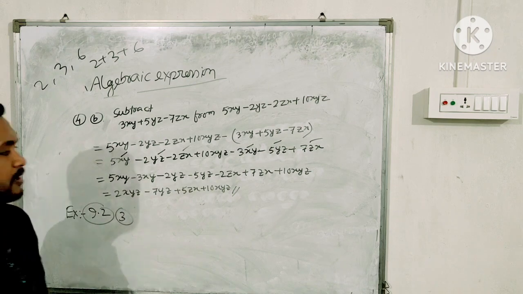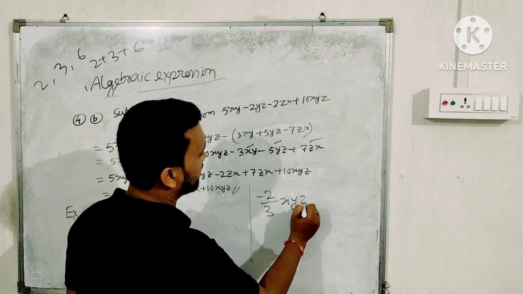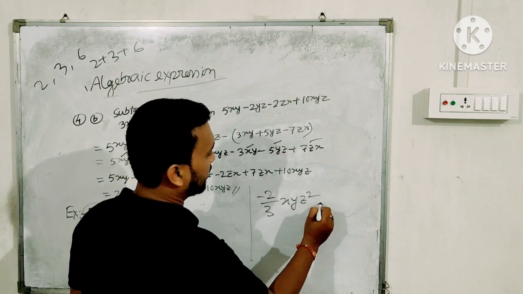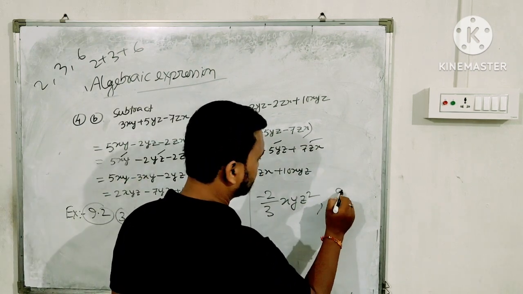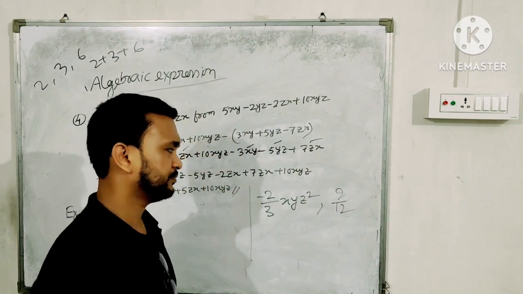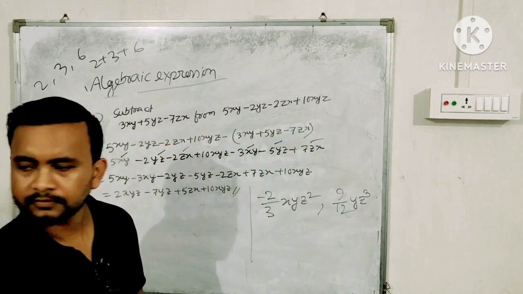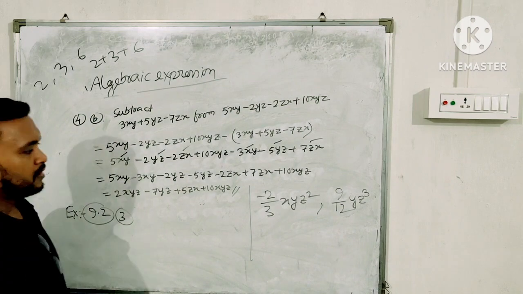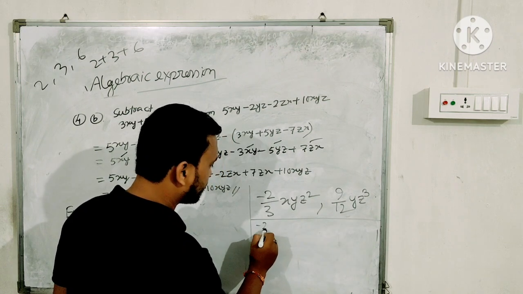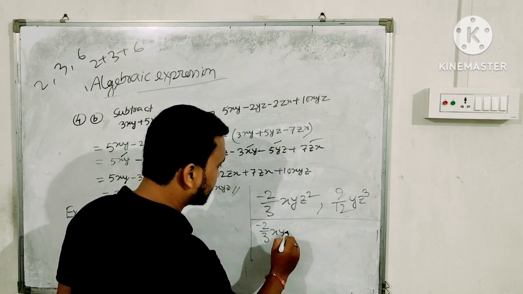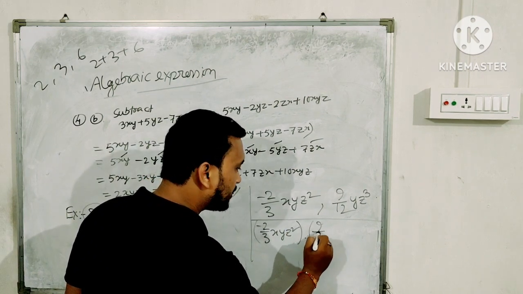Let me show you how to multiply two algebraic terms. Here I write, suppose one is minus 2/3 xy z square and another one is, suppose, 9/12 y z cube. When you multiply, how to multiply them, first of all you write like this way on the board. First term dot 9/12 second term.